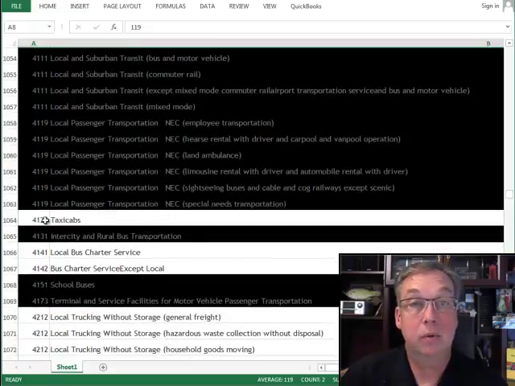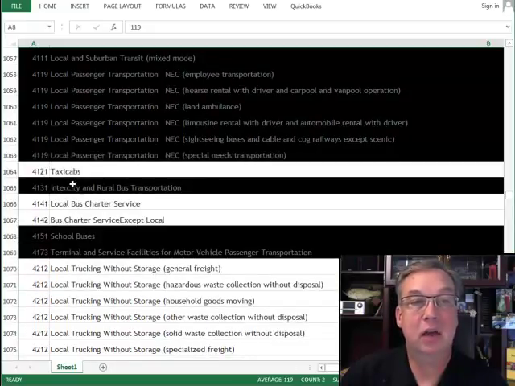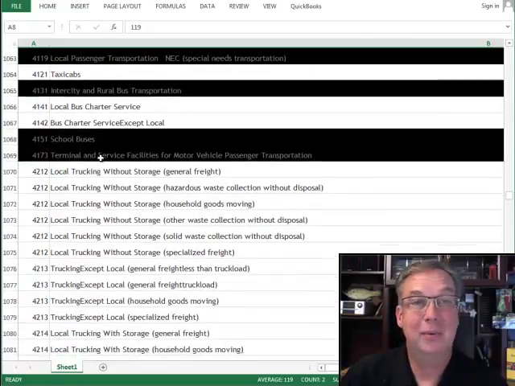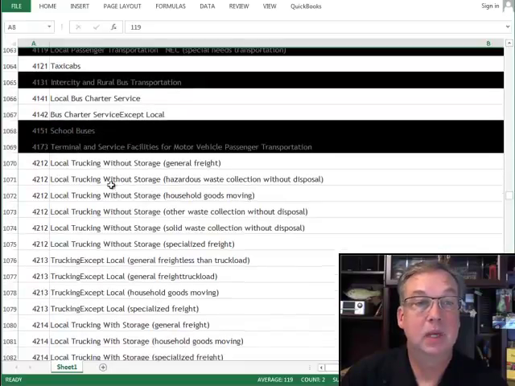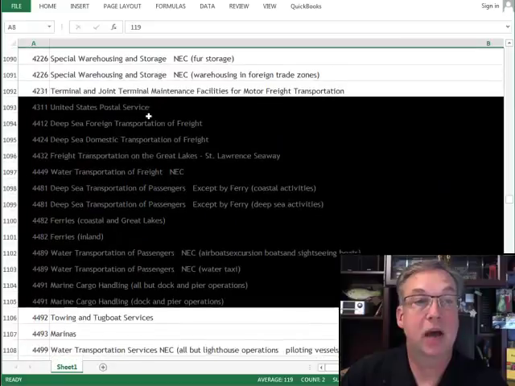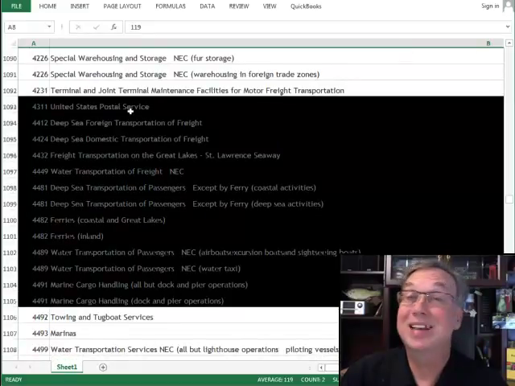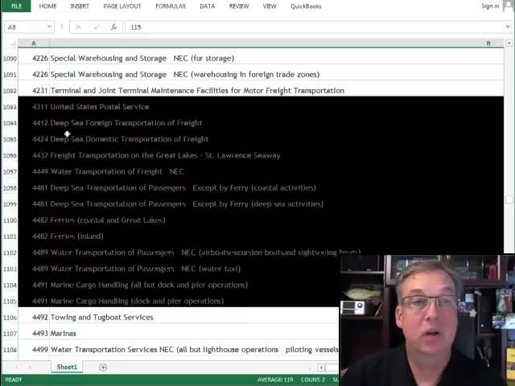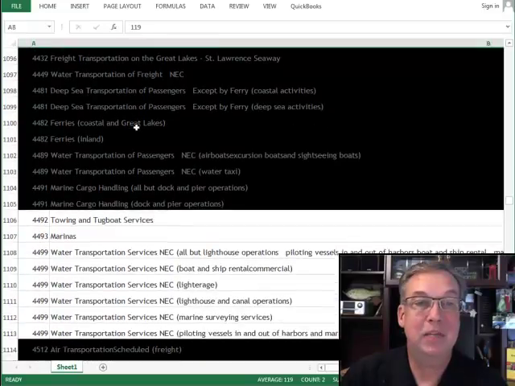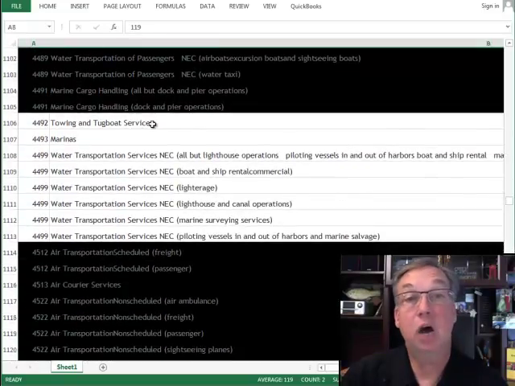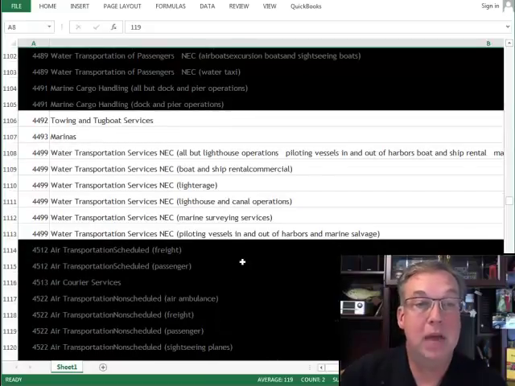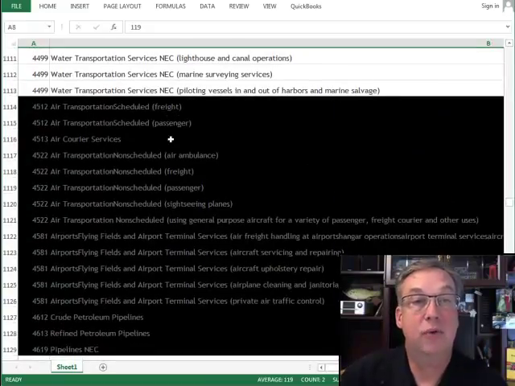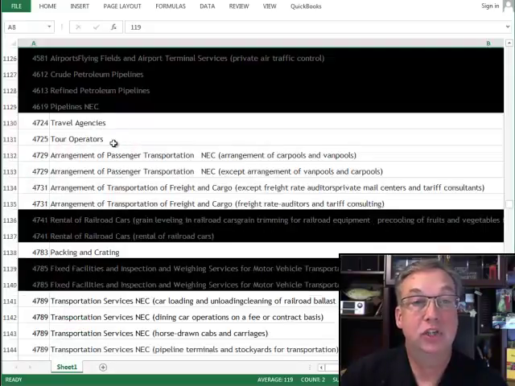Taxicabs, we sell a lot to taxicab companies, oddly enough. You know, inner city and rural buses, that sounds like a community government type of deal. But local bus charter services, that would be a customer. Yeah, we're not selling to the school bus people normally. There's some local trucking and storage that we like. The United States Postal Service, not our typical customer. Deep sea and foreign transport of freight, a lot of these companies are not our typical customer. Towing and tugboat services in this scenario we thought might be a good mix. So air transportation, air freight, air passengers, air cargo, travel agencies where we might market to them.